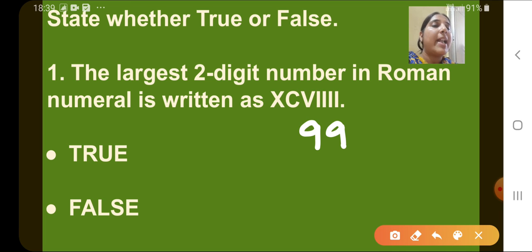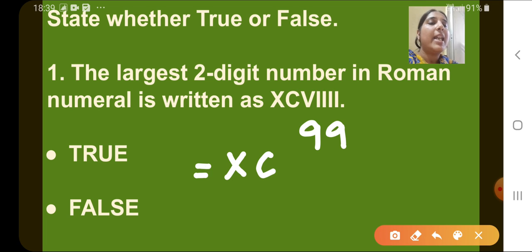Now you should be knowing how to write the number 99. So how will we write 99? First you should know how do we write 90. How do we write 90, children? Yes, we write it as XC, isn't it? Because the smaller unit X is there, and then C stands for 100. So 100 minus 10, what will we get? 90. And then 9. How do we write 9? IX, isn't it? So in this way we write the number 99.